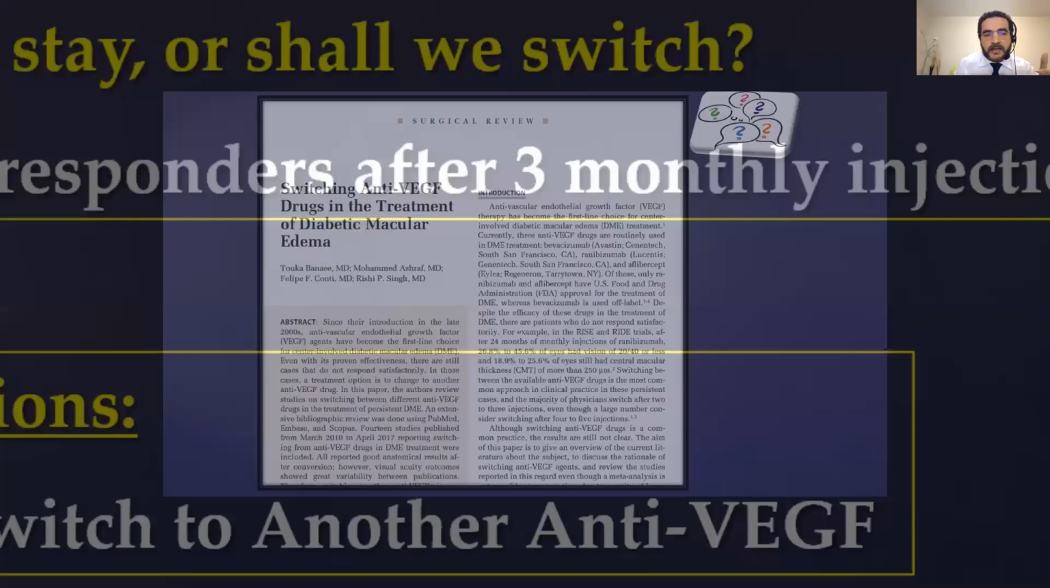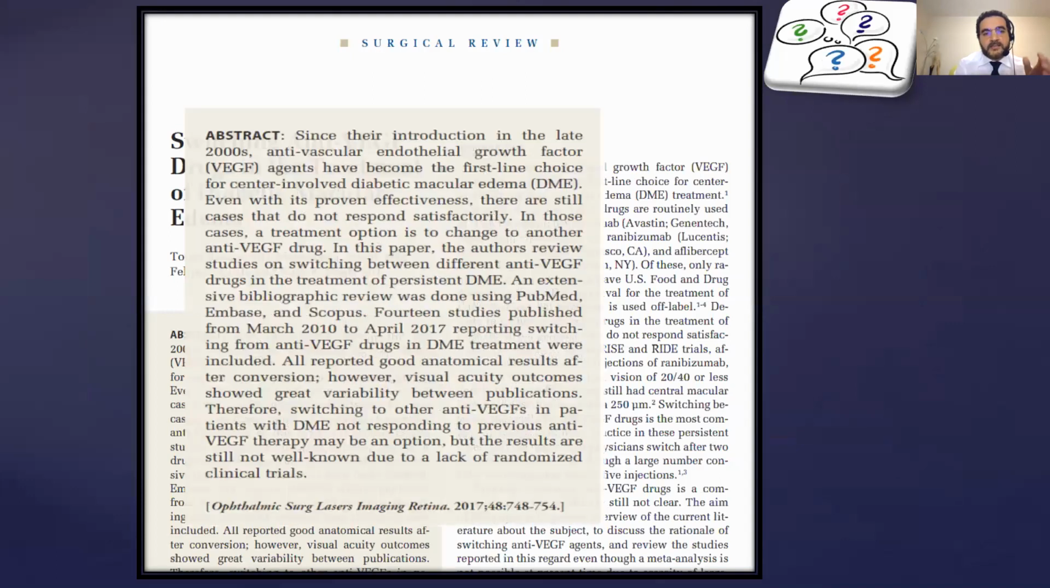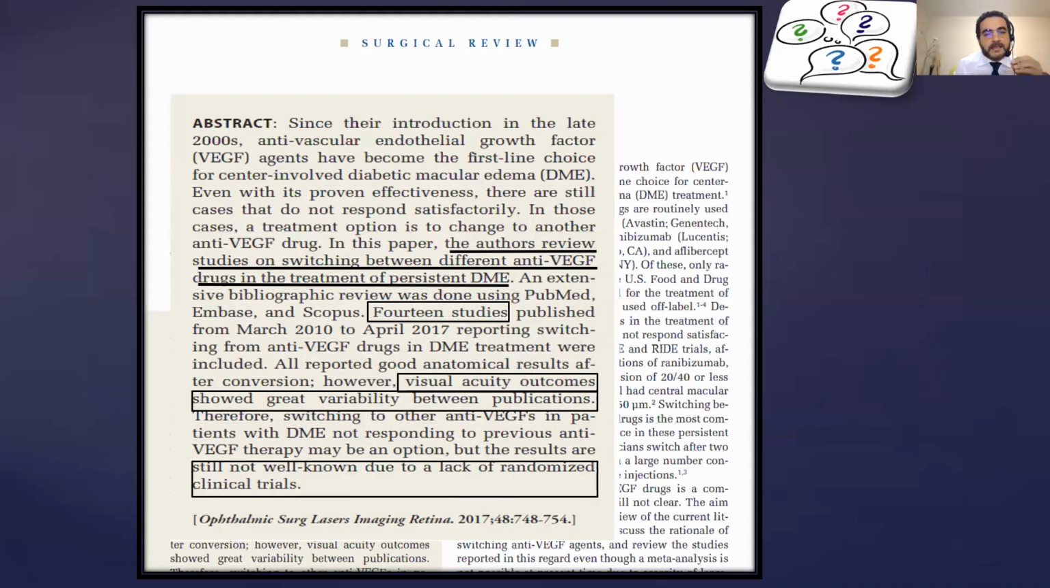I found a very nice review article talking about this same issue, switching anti-VEGF in the treatment of diabetic macular edema. They looked at 14 studies trying to find the proof, and they concluded that there is great variability in the visual acuity and visual acuity gain, and they recommend a randomized control trial to prove that. So since then, I stopped switching anti-VEGF in DME.